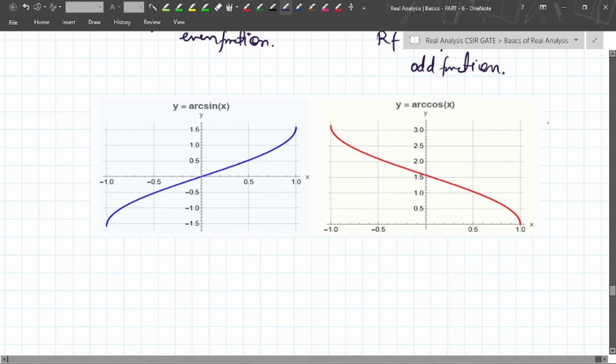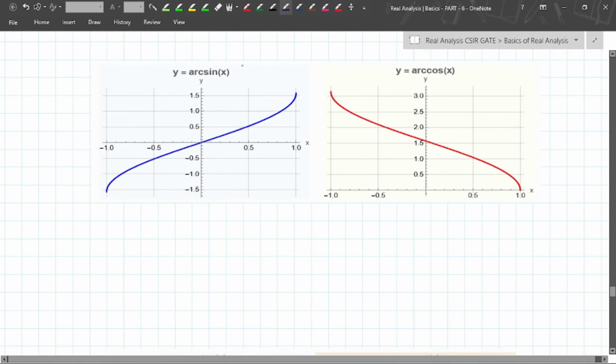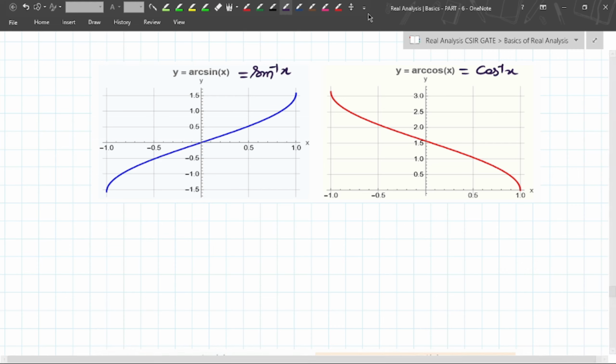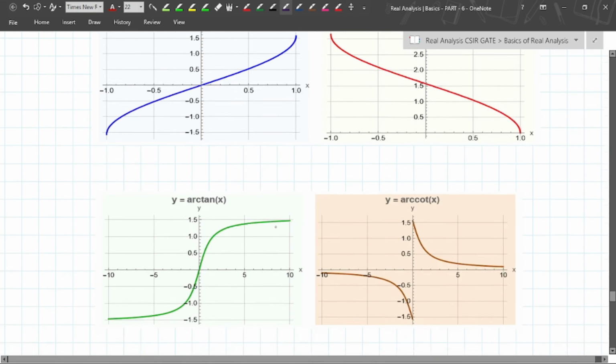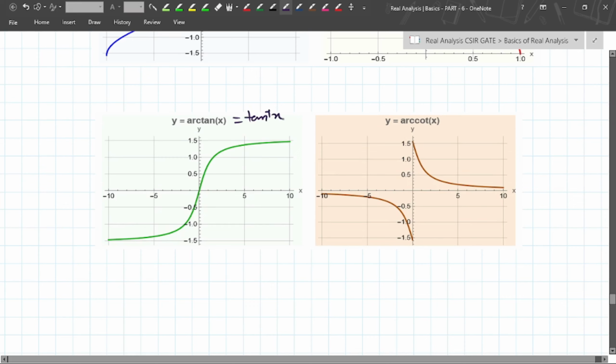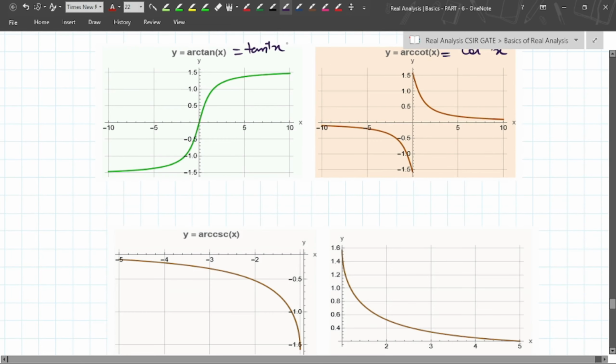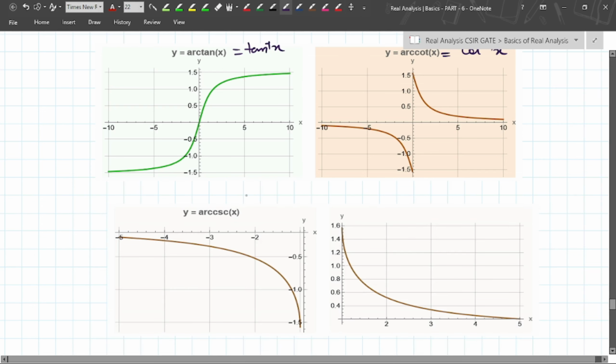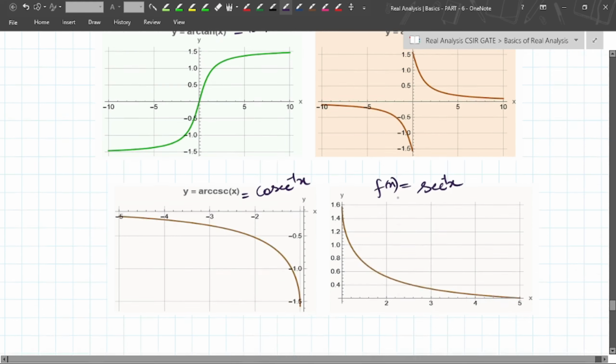Next, we have inverse trigonometric functions, which are sine inverse of x and cos inverse of x. Next we have tan inverse of x. This is the plot of tan inverse of x, and this is the cot inverse of x. Next, it is for sec inverse of x. Sorry, cosec inverse of x. This is cosec inverse of x, and this is sec inverse of x.